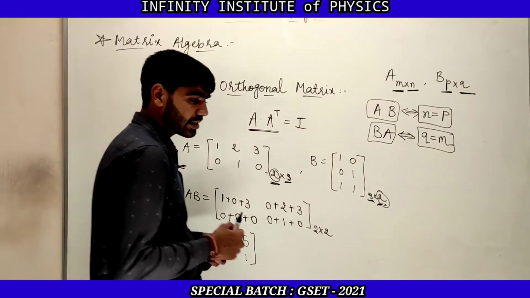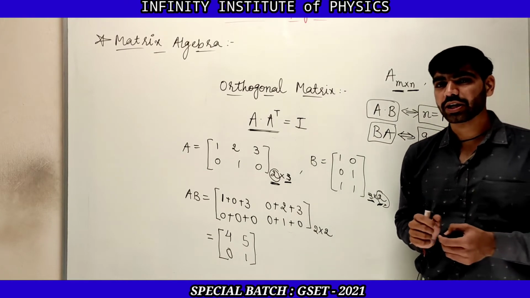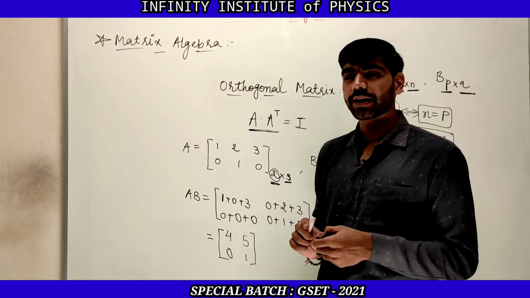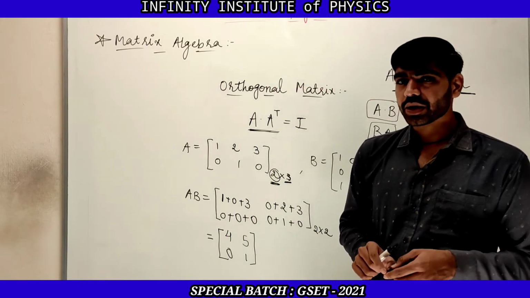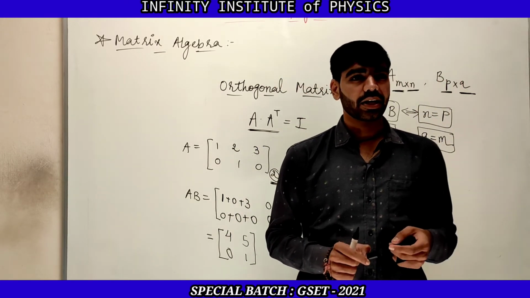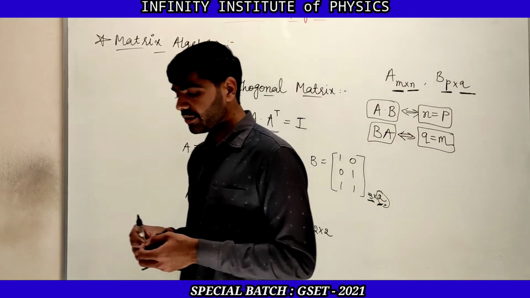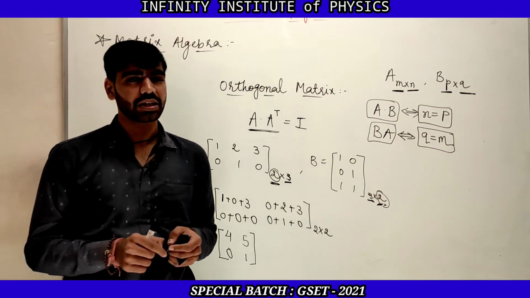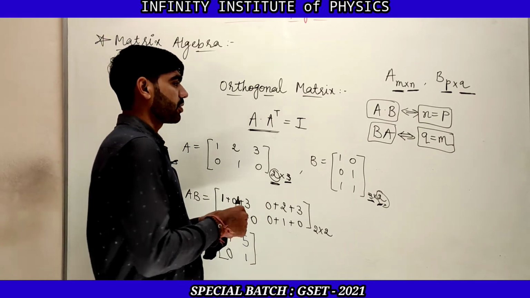So for matrix multiplication, the matrix need not always be square. You can take matrices in which the number of columns in the first matrix and the number of rows in the second matrix are the same, and then you can take the product.